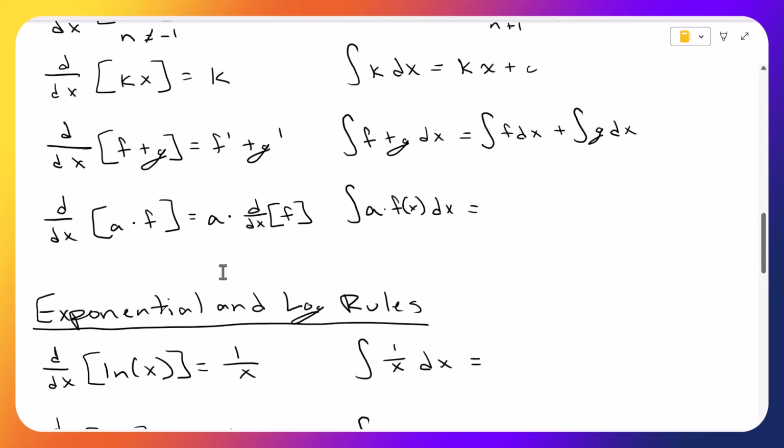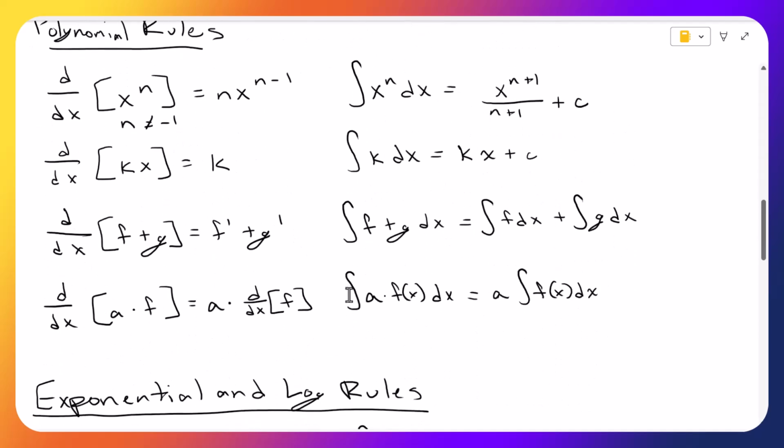And this one also, I showed you the integral rule, but I haven't formally shown you the derivative rule. If we have a derivative with a constant times our function, we can pull that constant out and just take the derivative of the function. The same thing happens here with integrals. We can do a times the integral of f of x dx. We can pull that constant outside of the integral. Okay, there's our polynomial rules.